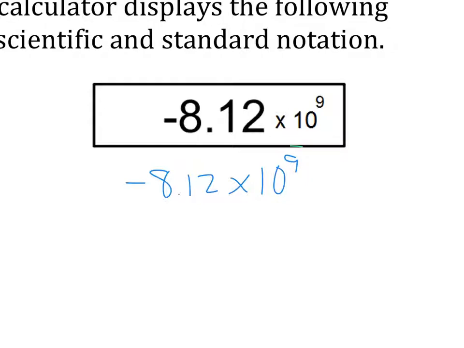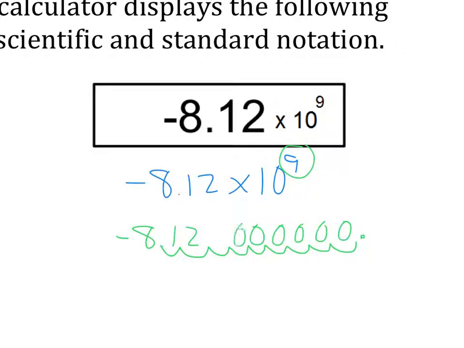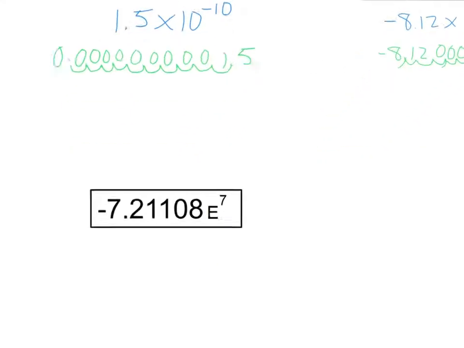We have a positive exponent here, so we're going to move to the right 9 places. 1, 2, 3, 4, 5, 6, 7, 8, 9. Fill that in with zeros. Okay, and we'll end up with a really big number. Looks like negative 8,120,000,000. Whoa, there you go.